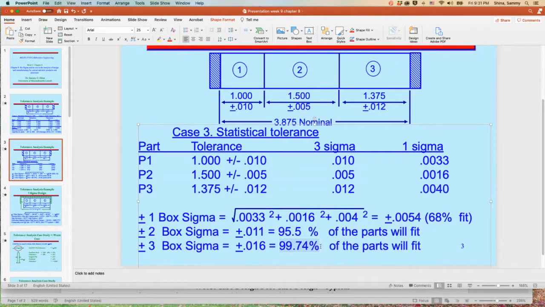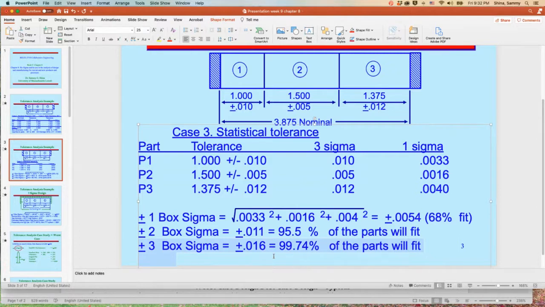So if we use 3 sigma design, where we already know the sigma of the box, which is the sigma of the system, then plus or minus 3 box sigma, which is plus or minus 0.16, will cover 99.73% of the parts. So the reject rate based on 3 sigma design is 2,700 parts per million. Maybe that's too much. Maybe we go to 4 sigma, we drop that to 32 parts per million.